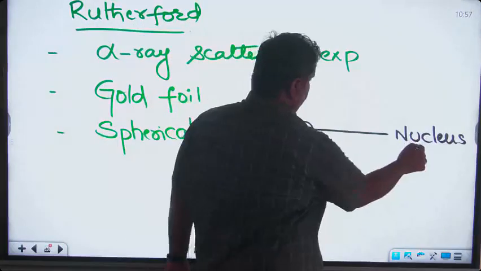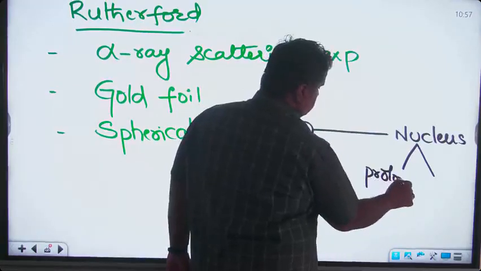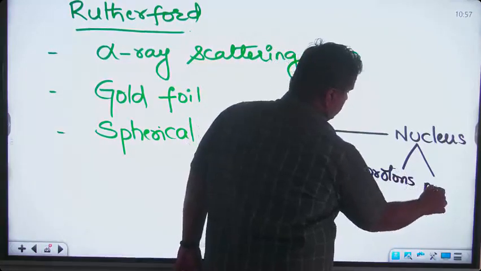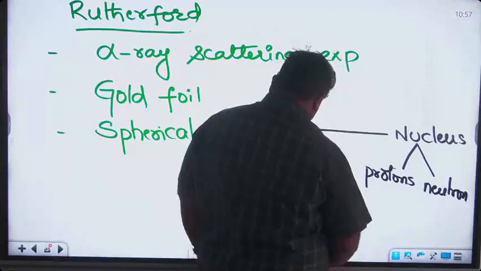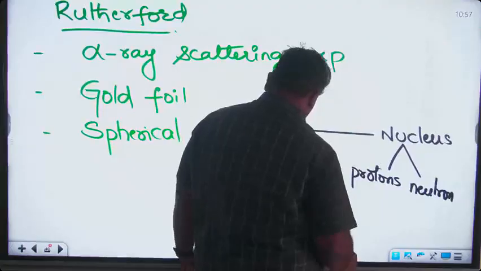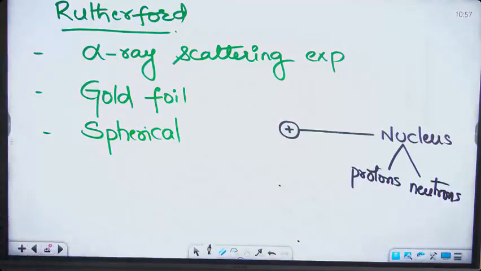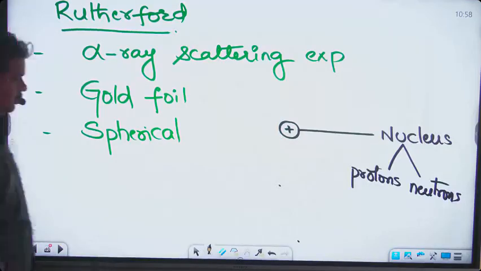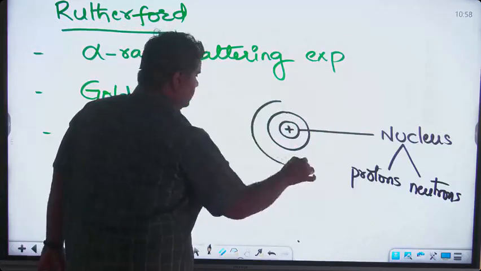What is there in the nucleus? Nucleus consists of protons and neutrons. The central part of the atom is known as nucleus. In the nucleus we have protons as well as neutrons. Then where are the electrons present?